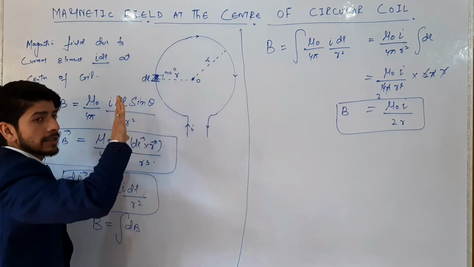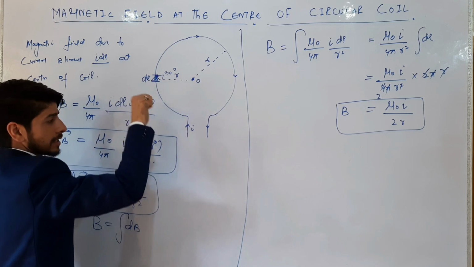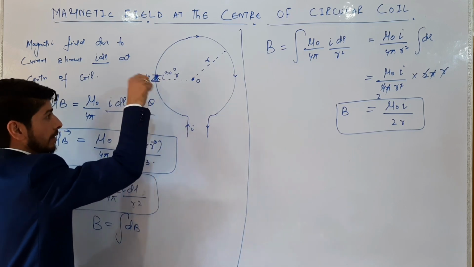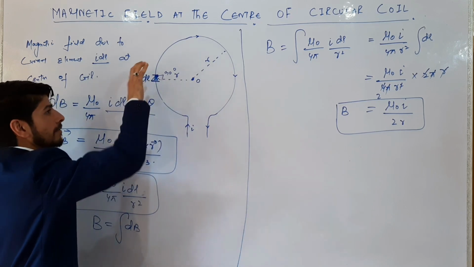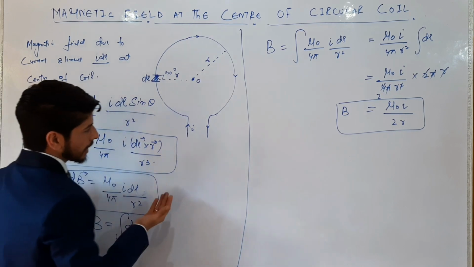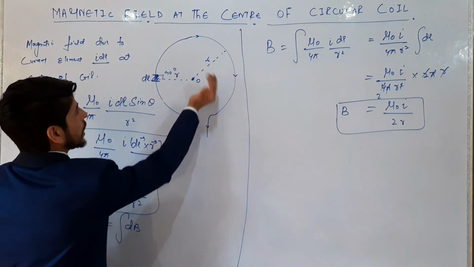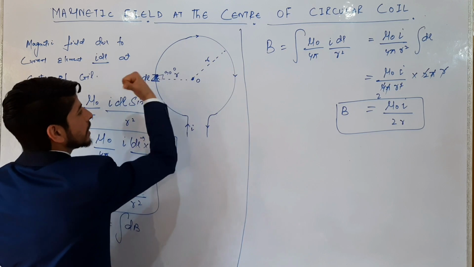What will be the direction of magnetic field? Perpendicular to this plane, that's perpendicular to this board in which this coil is lying, and it will be inverse. The thumb will give the direction. If the current is supposed to be clockwise, it will be perpendicular to the plane and it will be outwards.